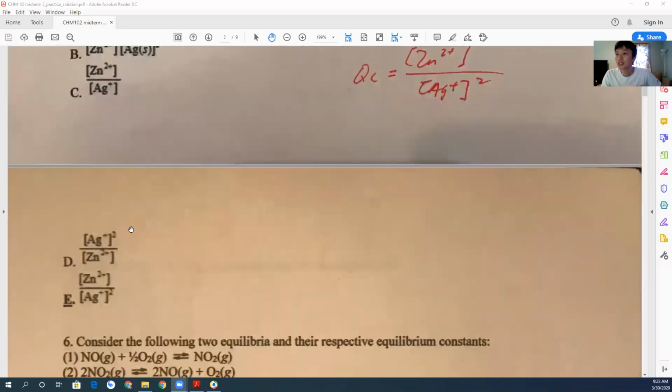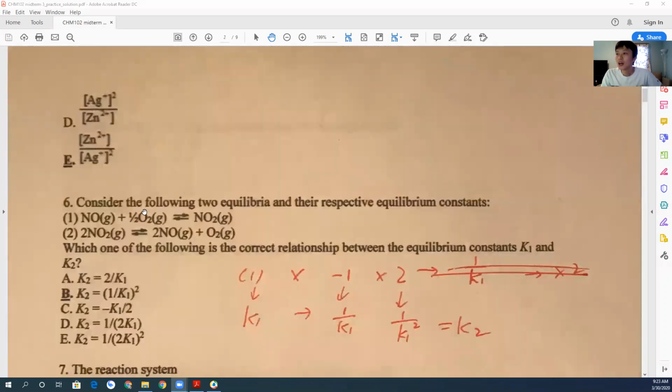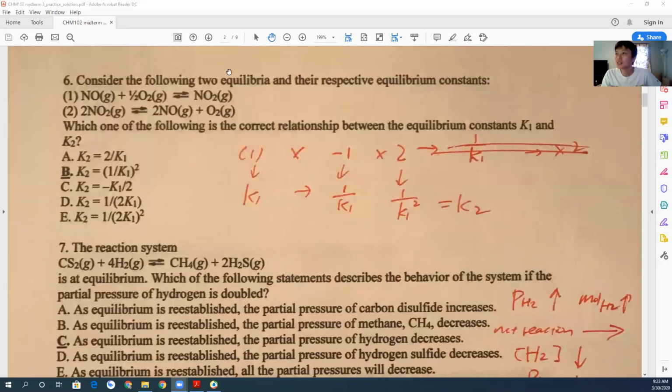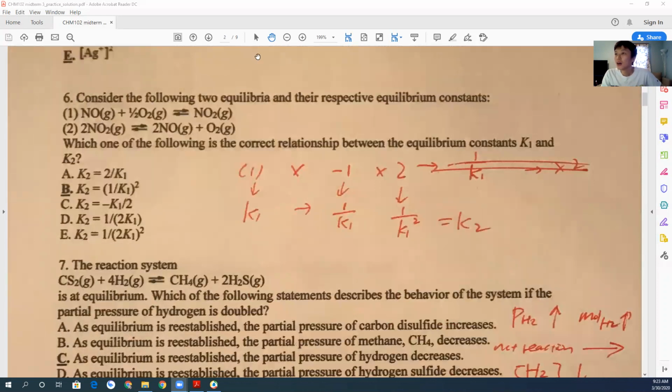So that will be E. So number 6. Number 6 is a test on how to convert the equilibrium constant.